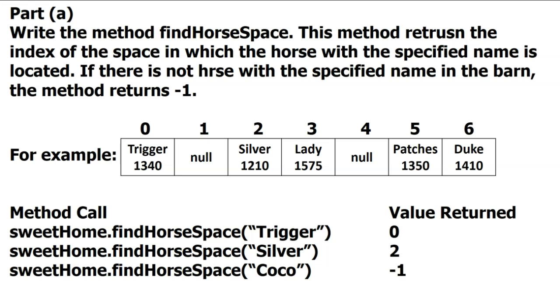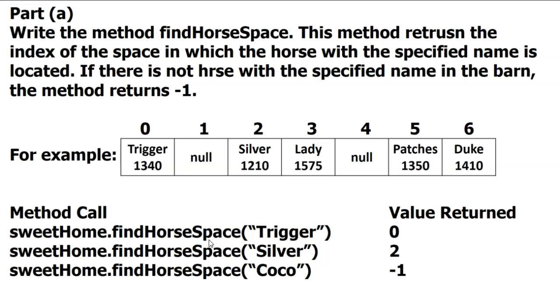Okay, write the method findHorseSpace. This method returns the index of the space in which the horse with the specified name is located. If there's not a horse at the specified name, man, I can't spell, the method returns -1. So for example, if this is my horse barn, and let's say we call it Sweet Home.